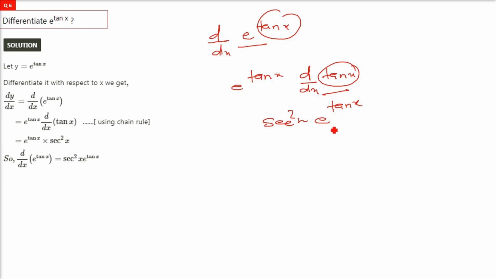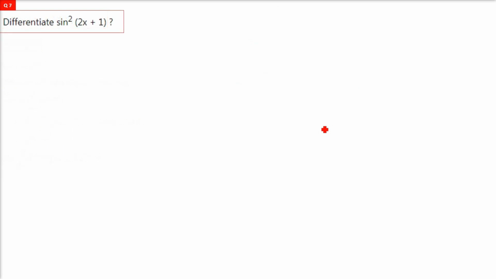You can write whichever you want, first or second, but it is always advisable, because here you see everything is getting intertwined. So in order to differentiate them, we have written sec square x first and then e to the power 10x later.